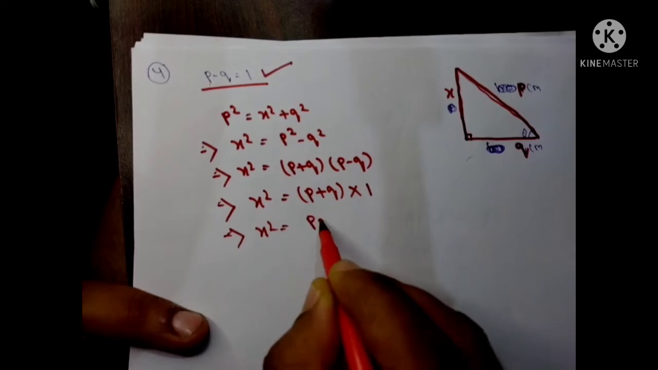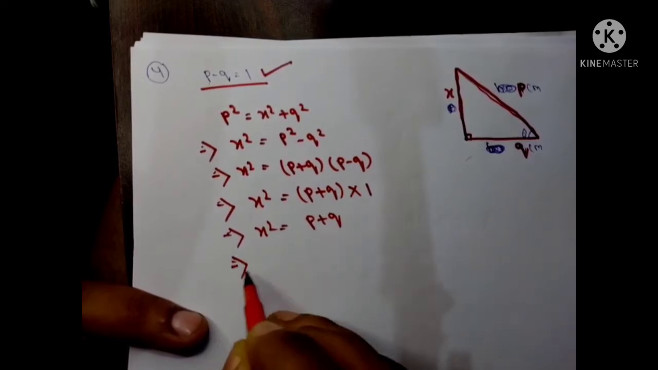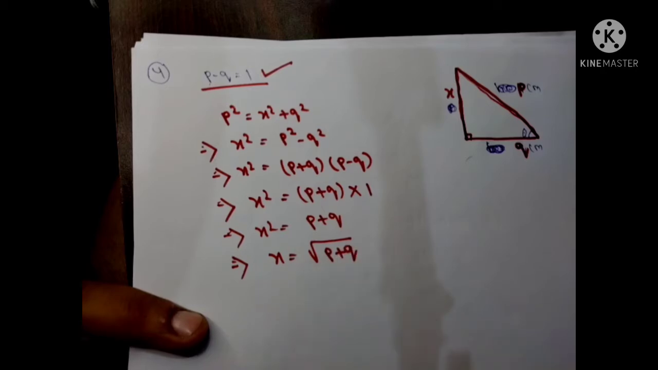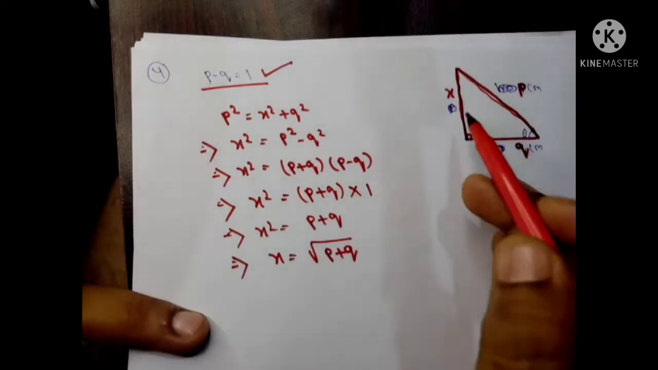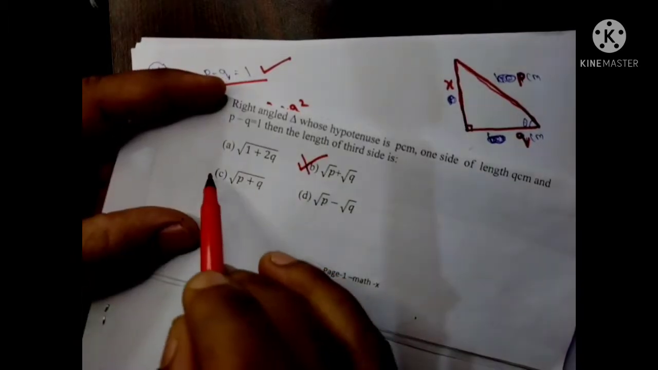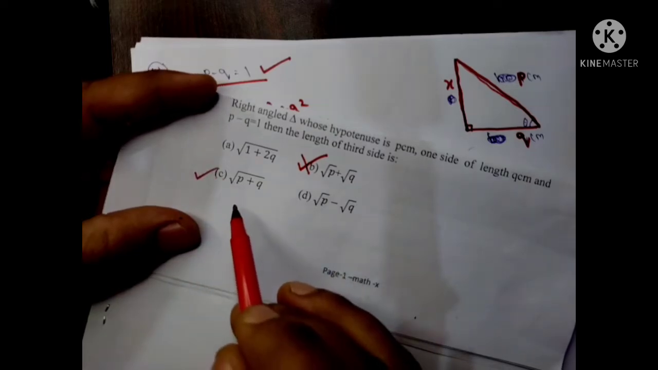So what is the value of X square? This is P plus Q. Then X becomes the square root of P plus Q. Here I have taken X as the third side. So what is its value? Its value is square root of P plus Q. So here option C is the right answer, the square root of P plus Q.